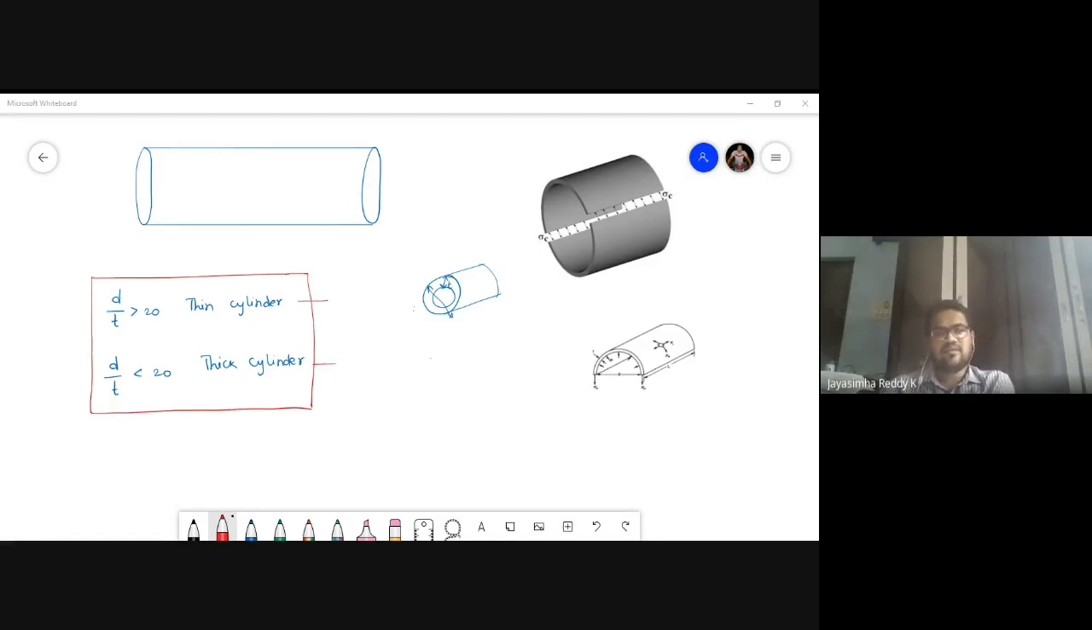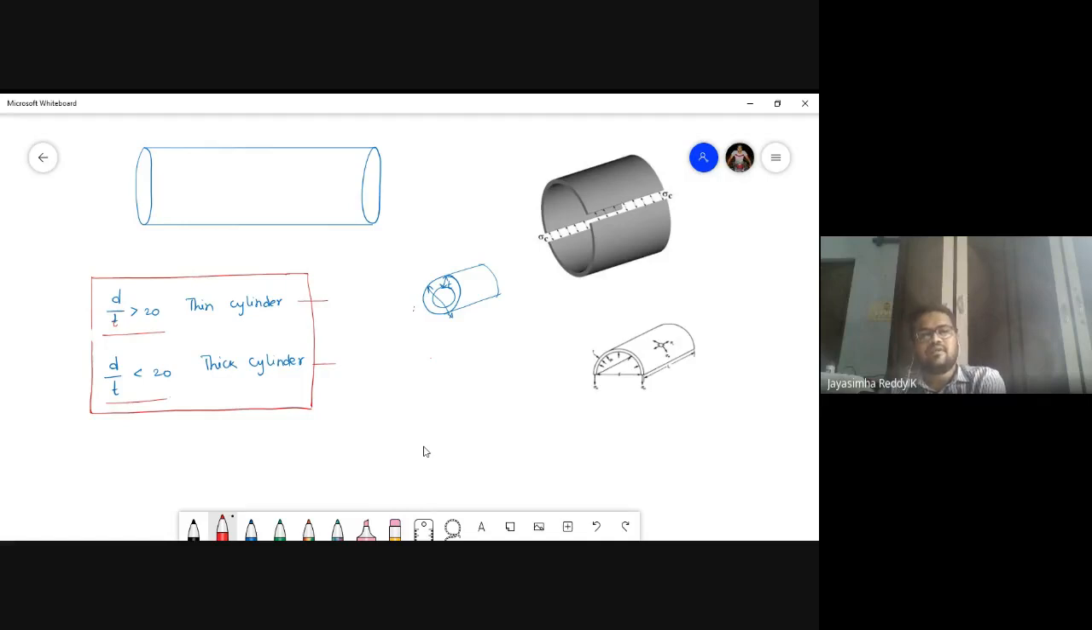Why only 20? It is a standard given by some engineering society. It is not mandatory that we have to take 20, but some textbooks have taken this ratio as 10 also, and some people take this ratio as 20. In general, most engineers will follow this rule to classify cylinders. So for classification of cylinders, I have taken this as my criteria.